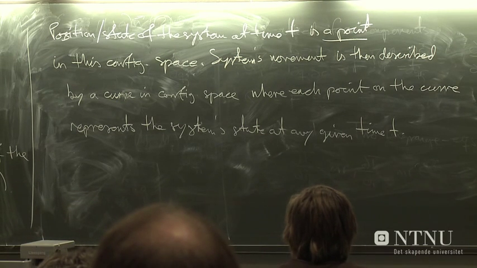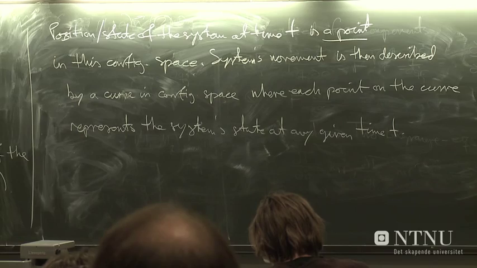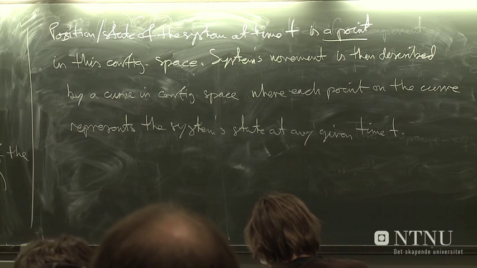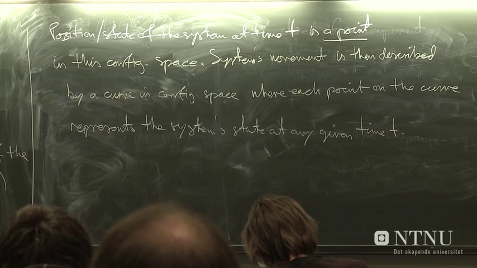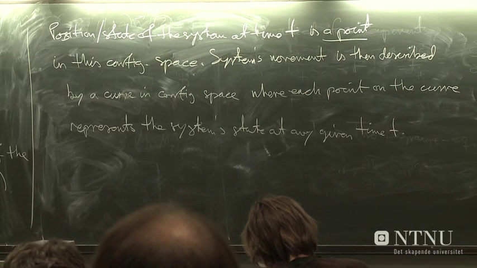So the movement of the system can then be thought of as a curve in this configuration space, where each point represents the state of the system at any given time t.